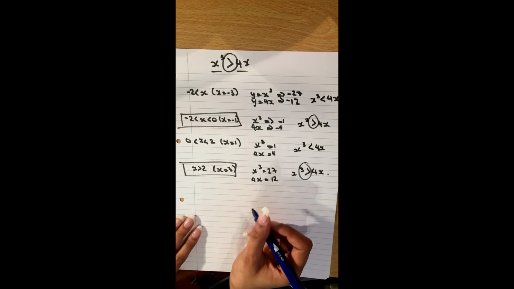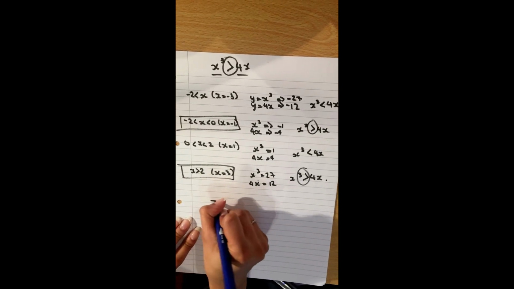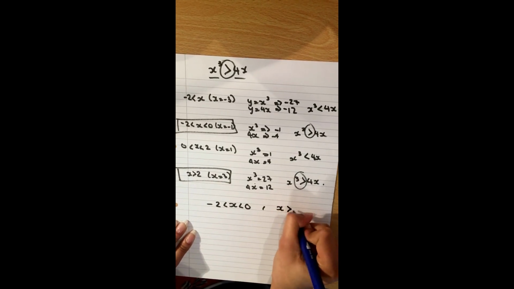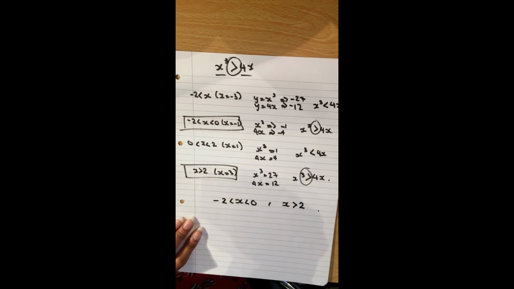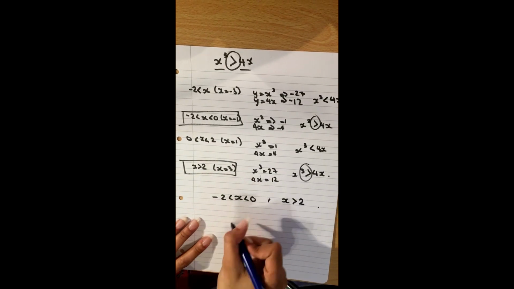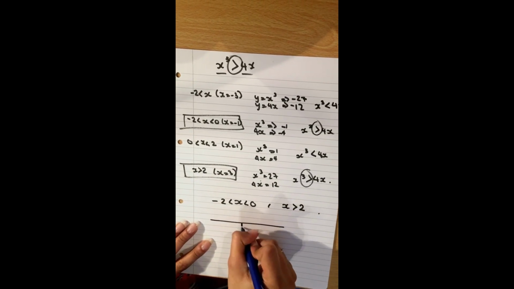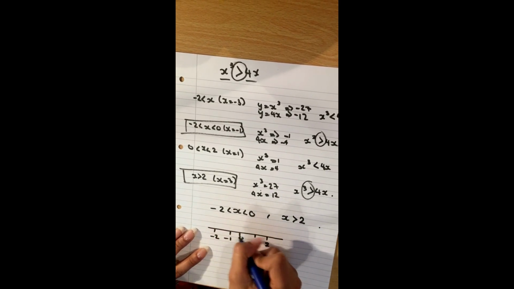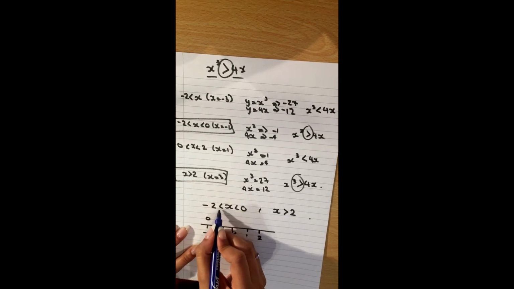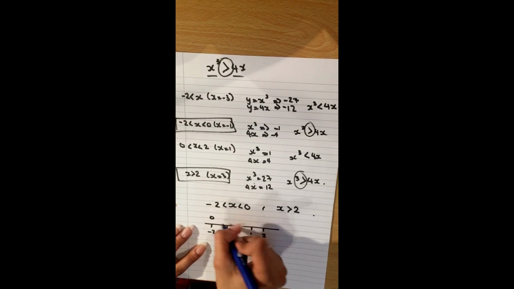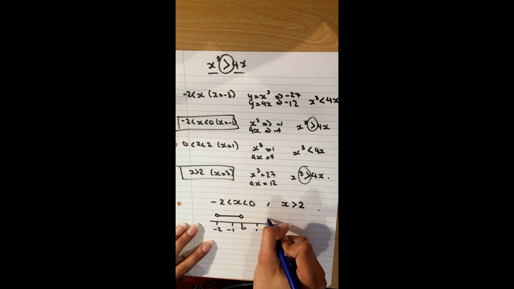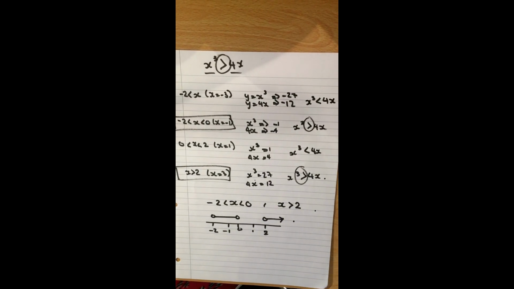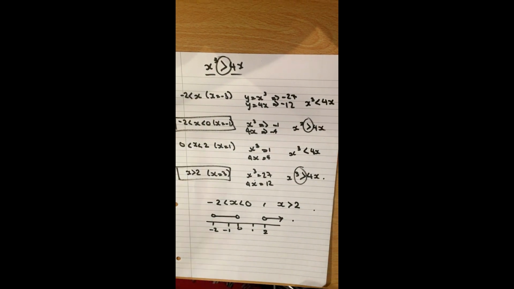So in summary, the regions that satisfy our inequality are minus 2 to 0 and x is greater than 2. This is our solution set. On a number line, we can illustrate this, with empty dots because it's strictly not including the values. There we go. So our next video will show you a particularly hard example to do with asymptotes.